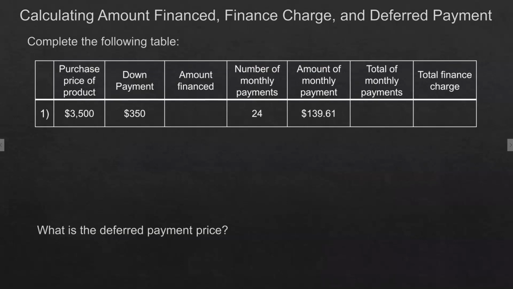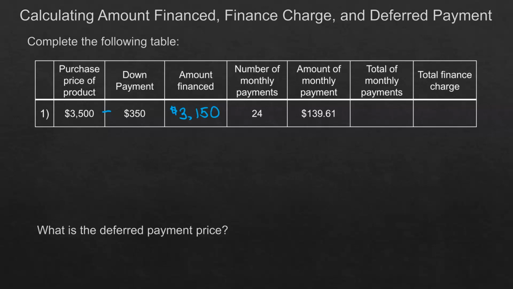Okay, so we are going to do some calculating here. It says to complete the following table, and you can see you have a purchase price of 3,500, a down payment of 350, and then we have to find the amount financed. Well, that's a pretty simple calculation, because all we have to do is subtract, right? 3,500 minus 350, and that gives us the amount financed of $3,150.